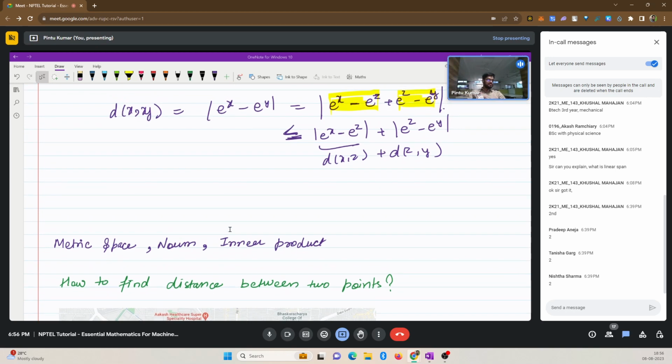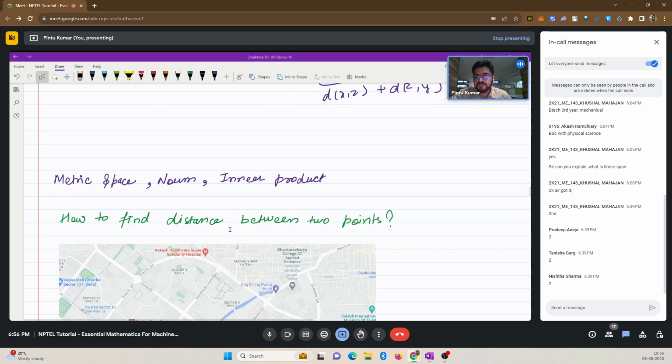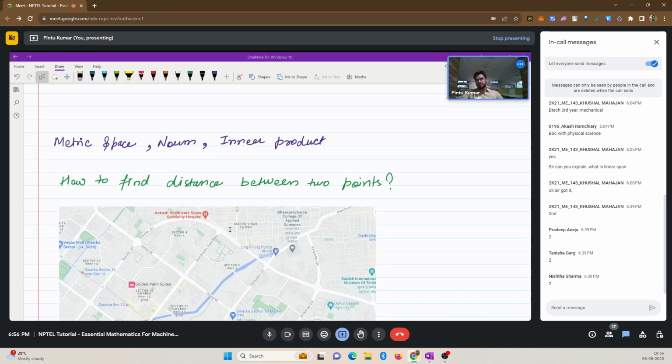Okay, probably I'll start. So the first thing that we are going to cover in this portion now is something called metric spaces. What a metric space actually is, is a generalization of the distance that we know.